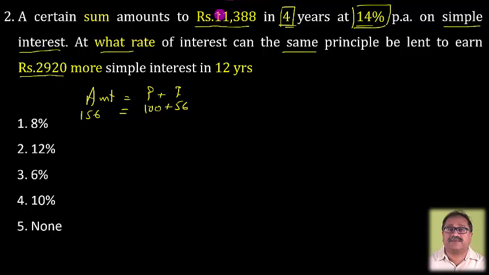So by using this, I can get the principal and I will apply that principal to work out the required question. So let's find out what is P. Now P is equal to, I need to work out 100%, whereas 156% is given. So 156% is equal to 11,388. Then what is 100%? So into simply 100 by 156.